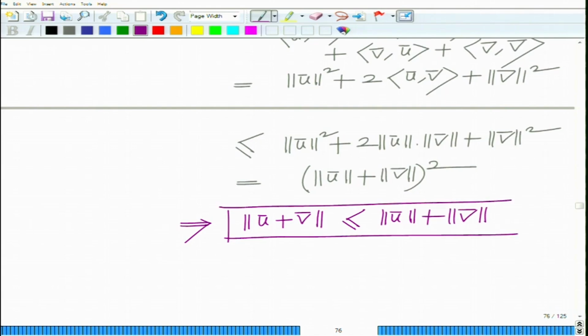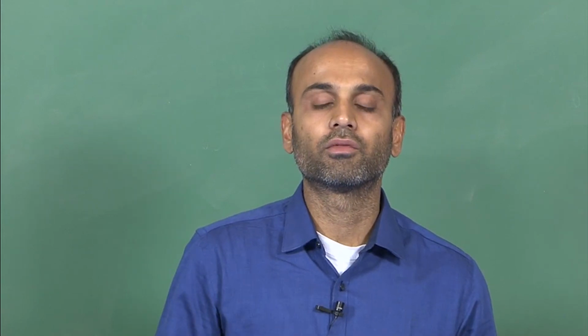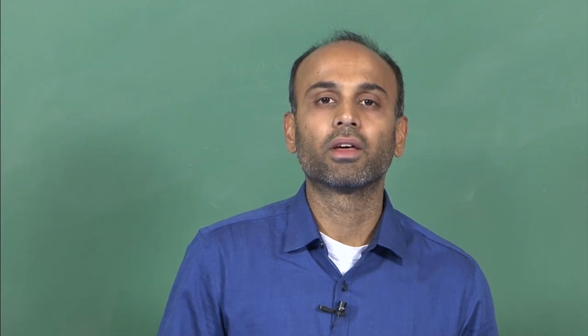This is basically the triangle inequality of the norm. This is valid for any norm, in particular for the norm induced by the inner product. Okay. So, that basically concludes our discussion on the various aspects of the norm and the properties of the norm that is induced by the inner product.